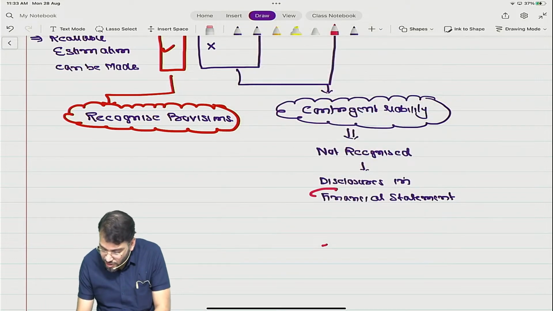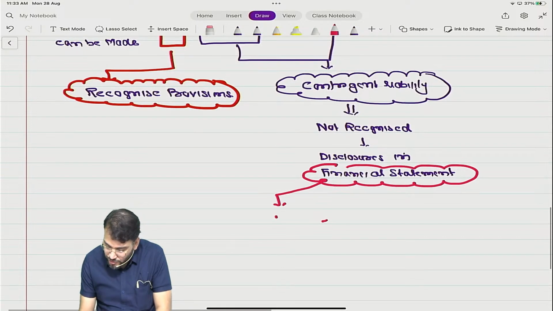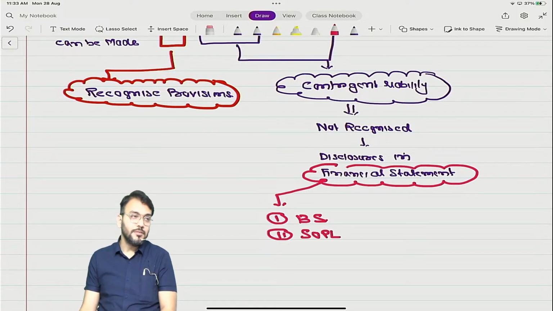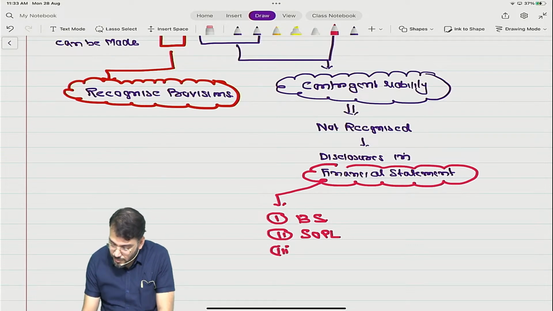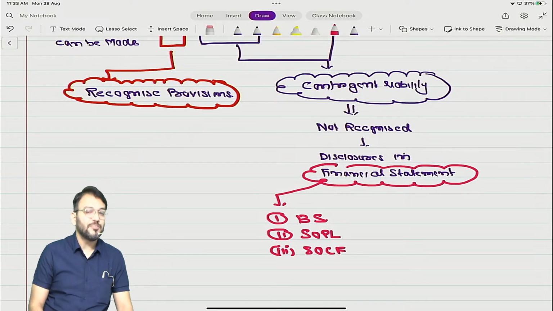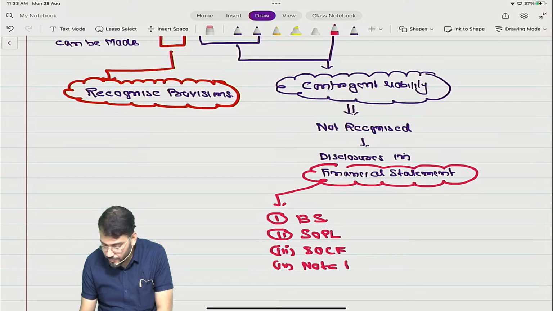When I say financial statement, it consists of 4 statements. One is what? Balance sheet. One is SOPL. SOPL means what? Statement of profit and loss. And third is known as what? Statement of cash flow. And the last one is known as what? Notes to account.